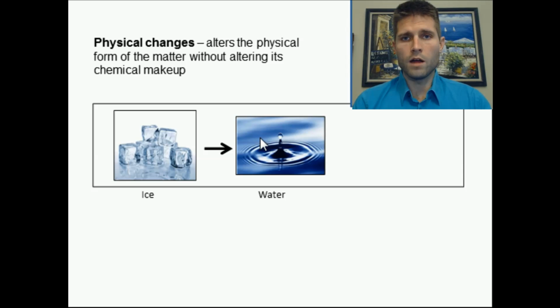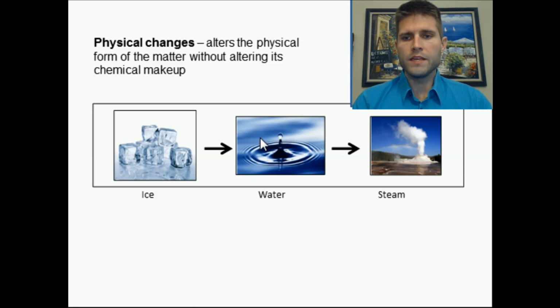If we heat liquid water up even more, we get steam. Steam is just a bunch of individual water molecules that have a lot of energy and are moving around very quickly. So going from solid ice to steam is just a physical change. We haven't altered the chemistry of any of the material that's there.